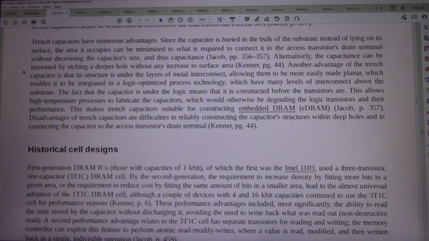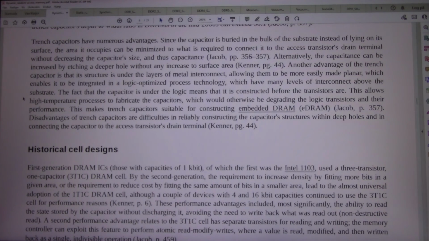Kenner, p. 44. Another advantage of the trench capacitor is that its structure is under the layers of metal interconnect, allowing them to be more easily made planar, which enables it to be integrated in a logic-optimized process technology, which have many levels of interconnect above the P substrate. The fact that the capacitor is under the logic means that it is constructed before the transistors are. This allows high-temperature processes to fabricate the capacitors, which would otherwise be degrading the logic transistors and their performance. This makes trench capacitors suitable for constructing embedded DRAM, EDRAM.